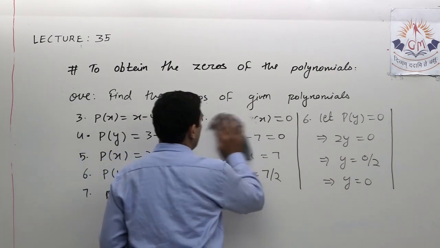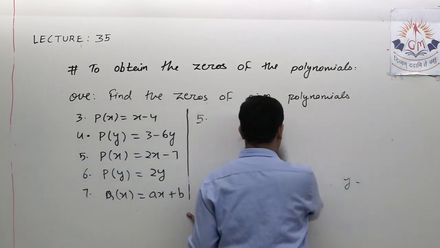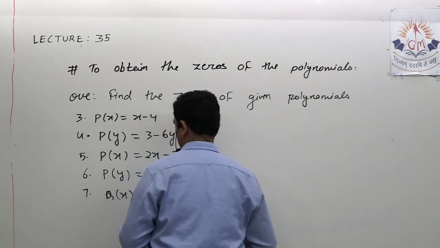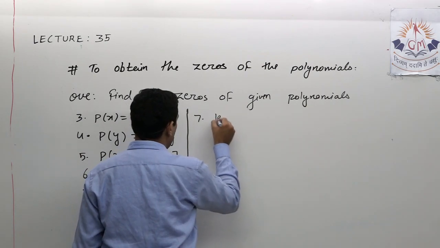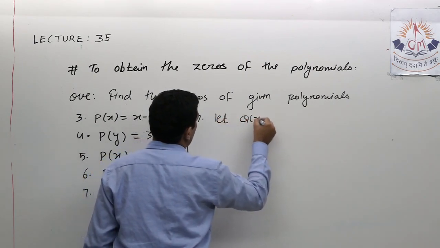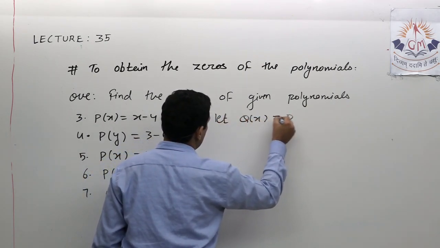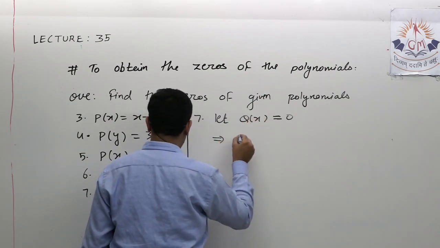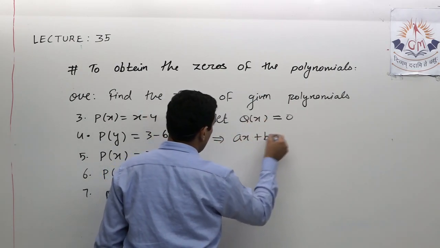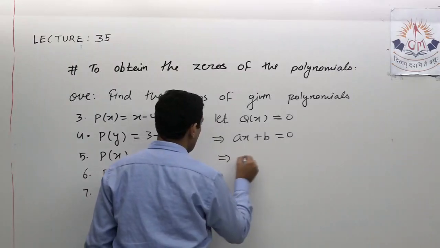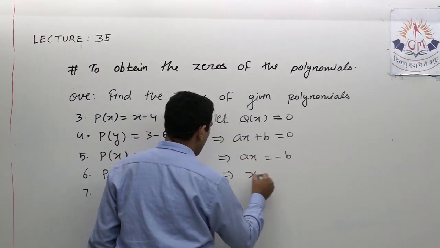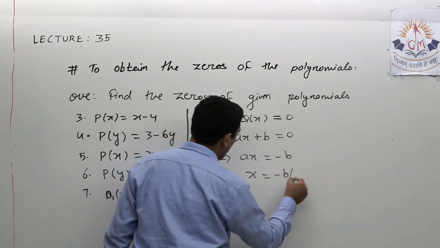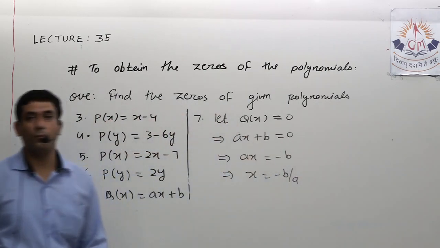Okay, next. Seventh. Okay, let q(x) is equal to 0. So I can say ax plus b is equal to 0. So ax is equal to minus b. So x equal to minus b upon a. That is the 0 of the given polynomial.